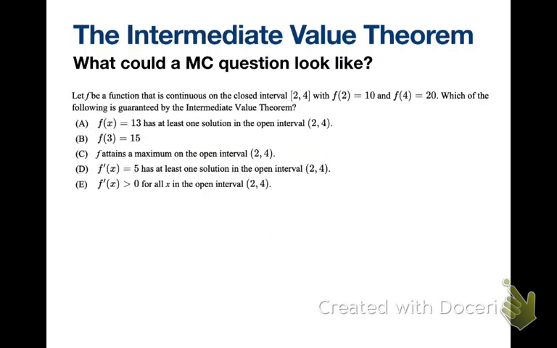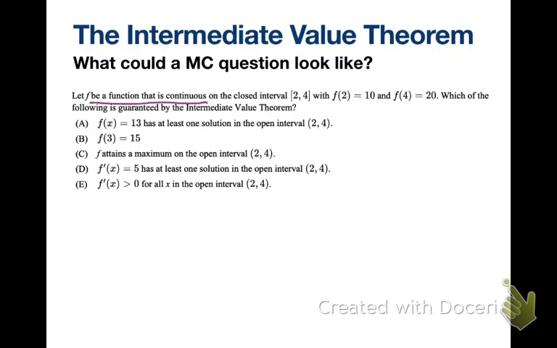Alright, so then let's take a look at what a multiple choice question could look like. Let f be a function that's continuous, so IVT applies, on the closed interval 2 to 4, where f of 2 is 10 and f of 4 is 20. Which of the following is guaranteed by the intermediate value theorem? Now again, we can apply that theorem because we have that continuity aspect. Okay, we're told that here. I'm going to underline it.